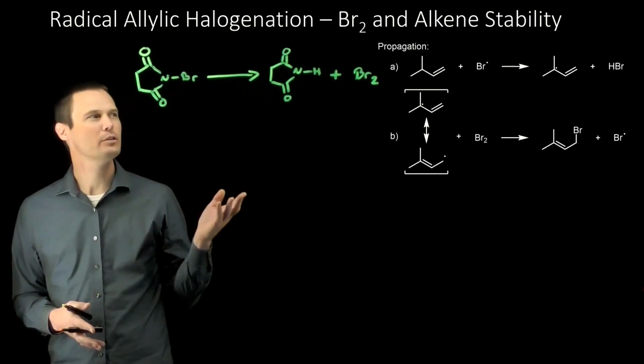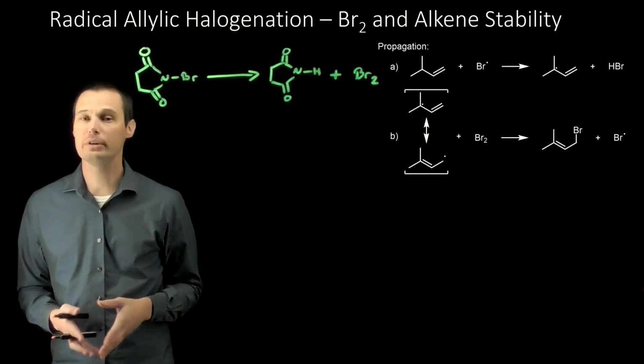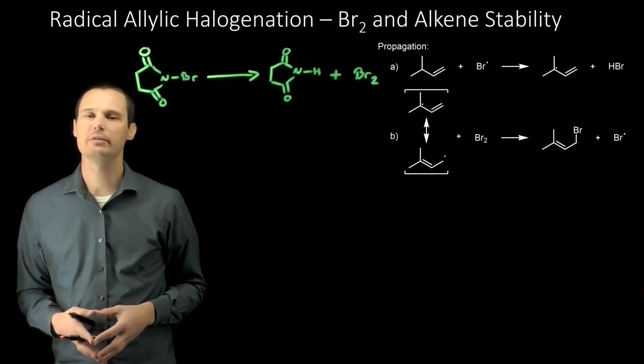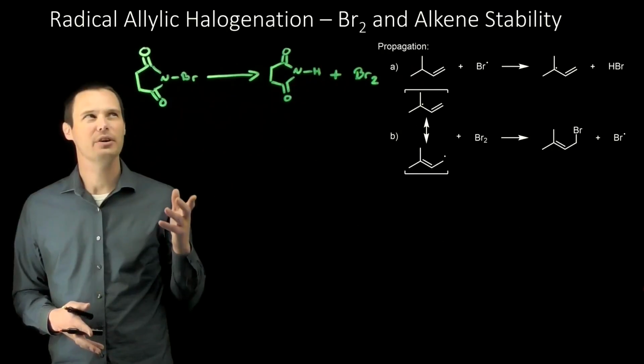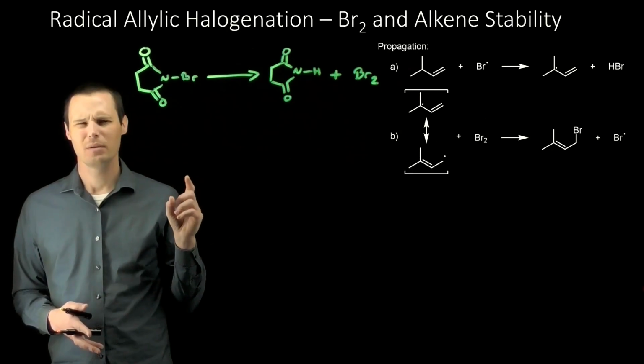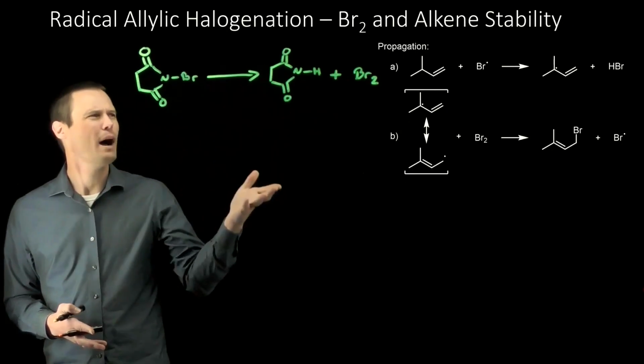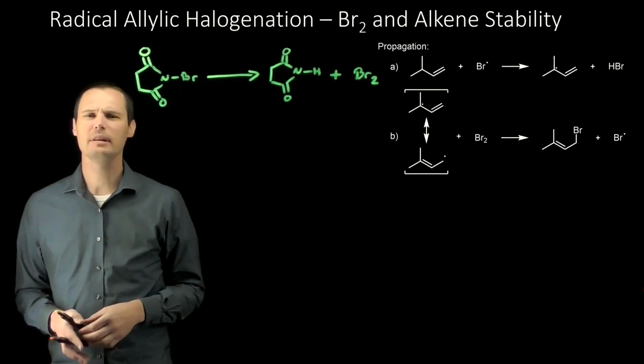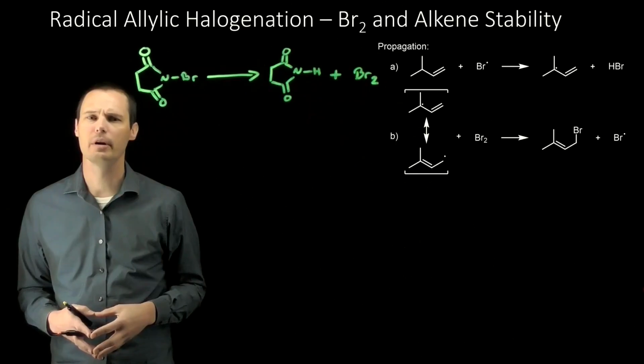In this video, we're going to look at why Br₂ is used in the allylic halogenation mechanism and why we get the regioselectivity that we do. You could almost call this video allylic halogenation: why though? Why is there Br₂ in this mechanism? Where does it come from? And why do we use the least stable carbon radical resonance contributor in this mechanism?